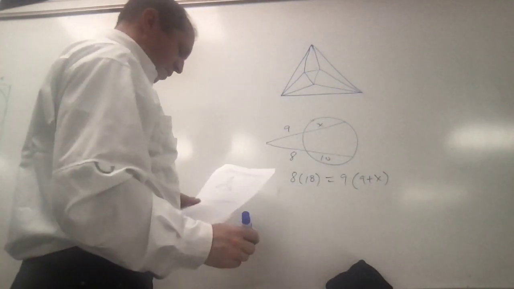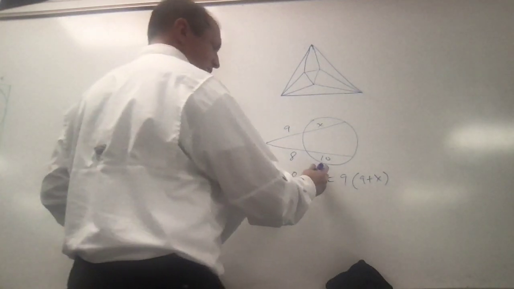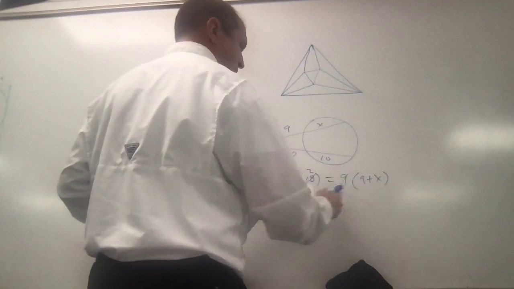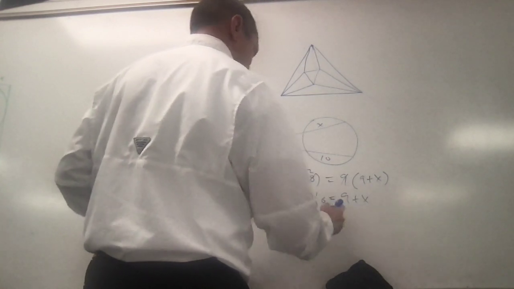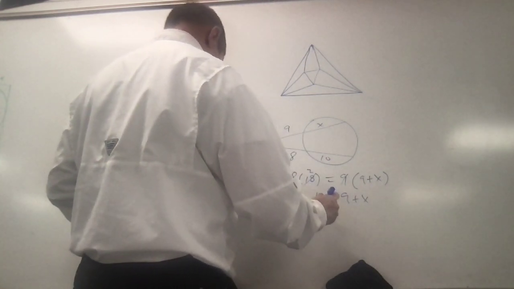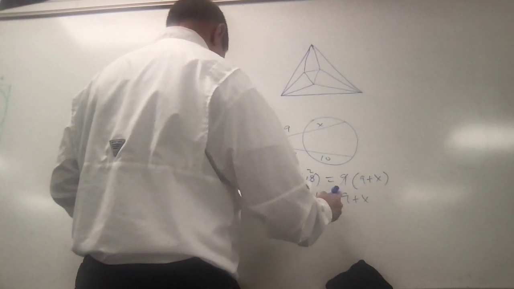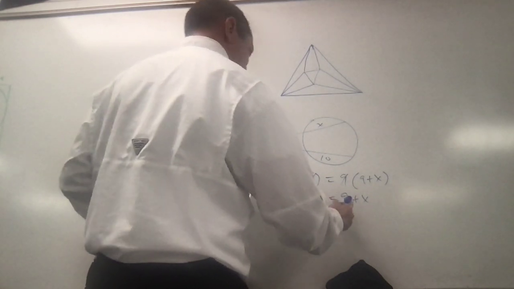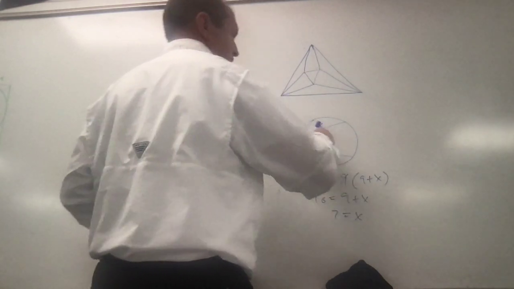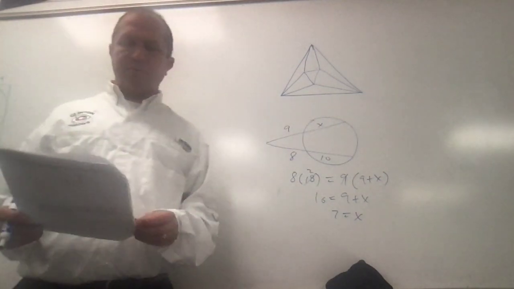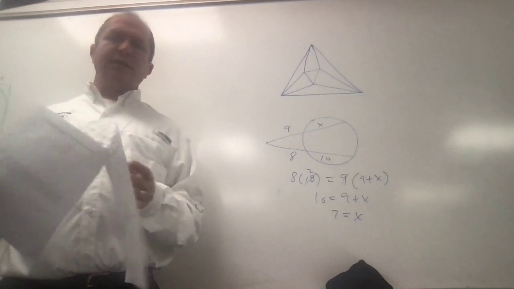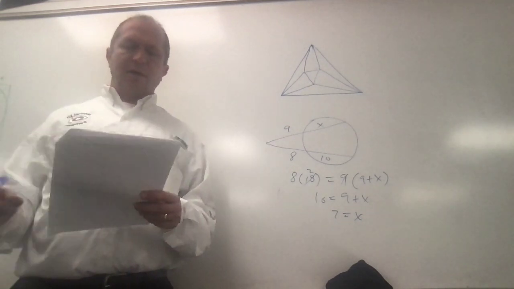Now, at this point right here, I'm going to do some simplifying on both sides. So this is going to be 2. So I get 16 equals 9 plus x. So 16 take away 9 is 7, so 7 equals x. So this portion right here would have been x. Again, that's a problem that will appear periodically on ACT and PSAT type questions.